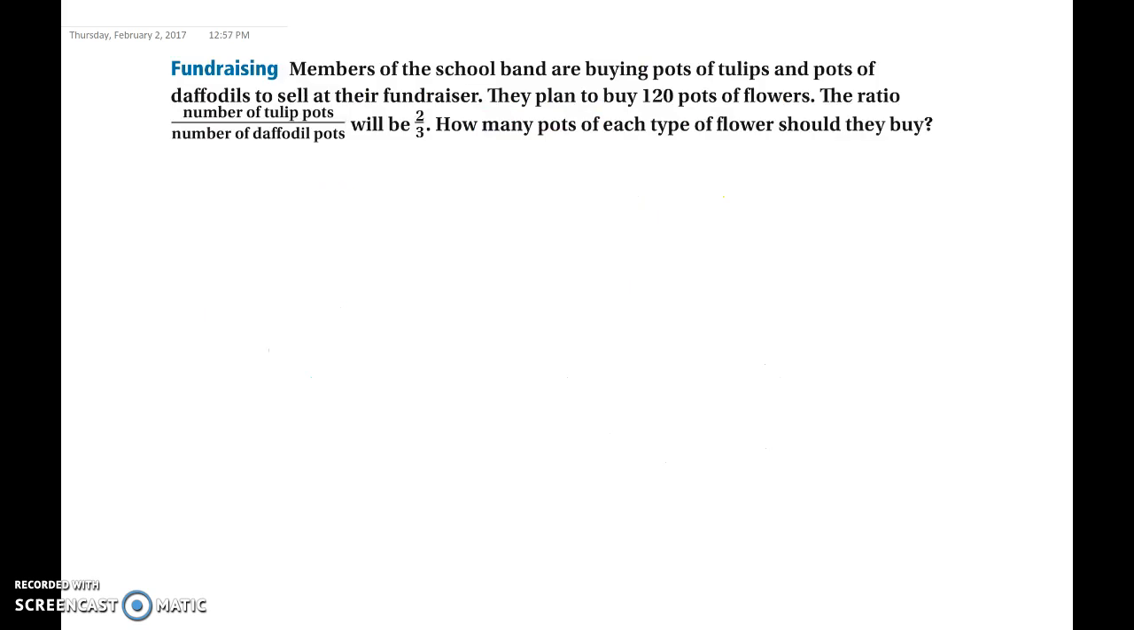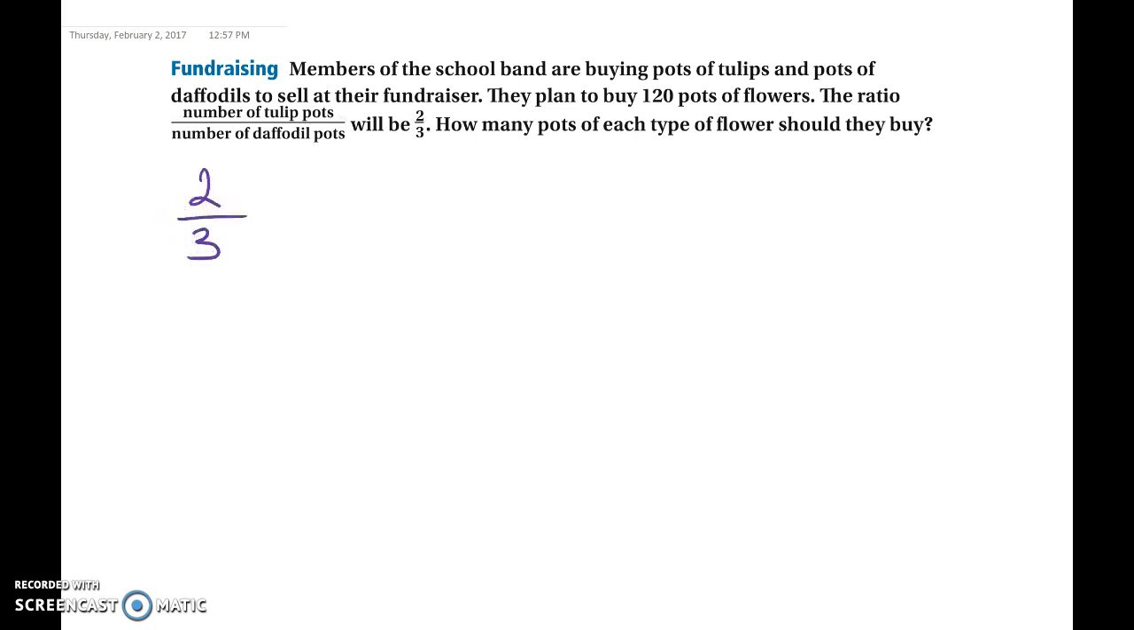Members of the school band are buying pots of tulips and pots of daffodils to sell at their fundraisers. They plan to buy 120 pots of flowers. The ratio of number of tulips to number of daffodils will be 2 to 3. How many pots of each type of flower should they buy? So remember, this ratio of 2 over 3 is in its simplified form.